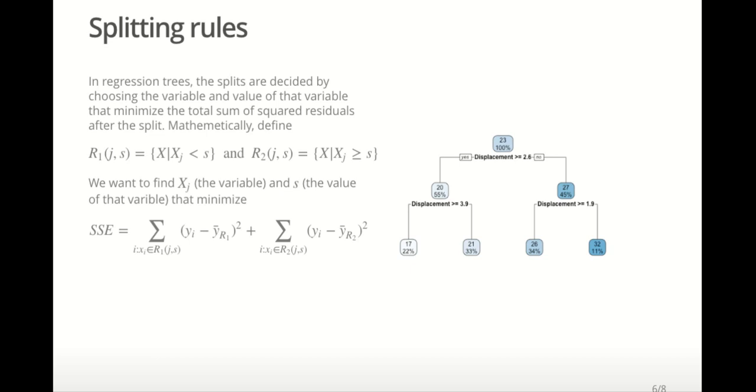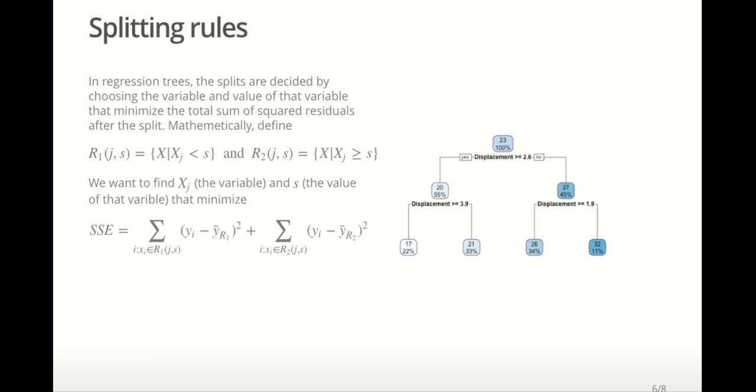Relating our example to this equation, let's look at the first split. Here, x sub j is displacement. S equals 2.6. R sub 2 is the node with the observations with displacement greater than or equal to 2.6, and R sub 1 is the other node.